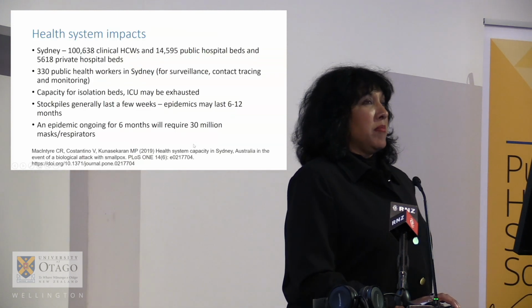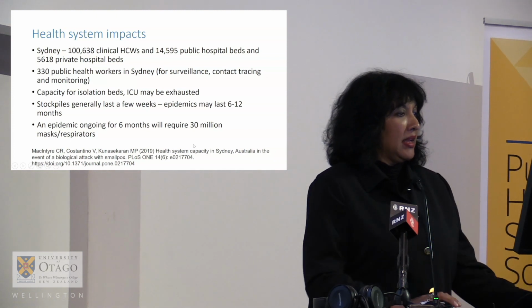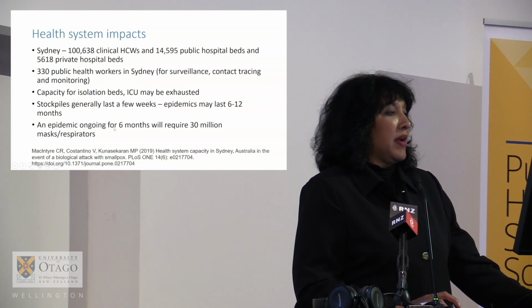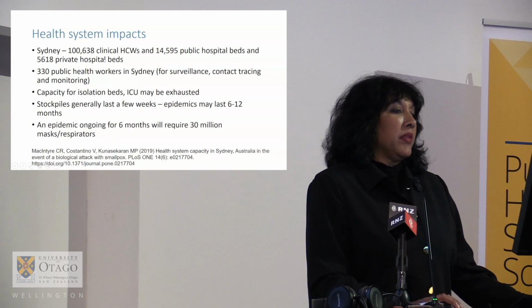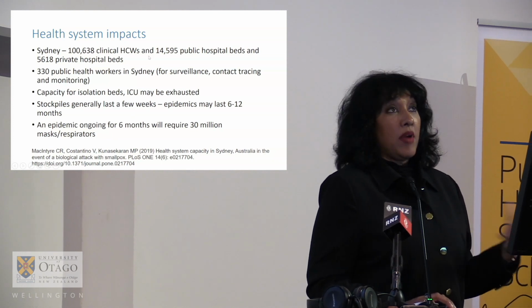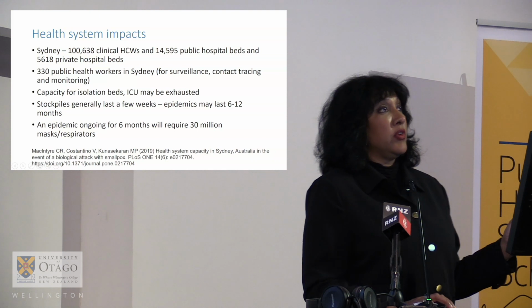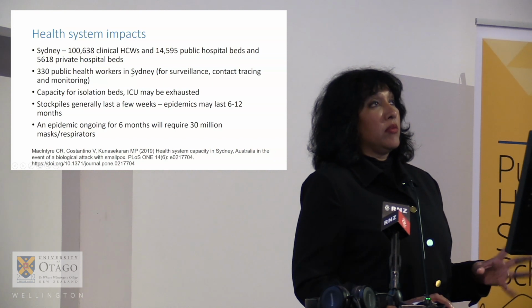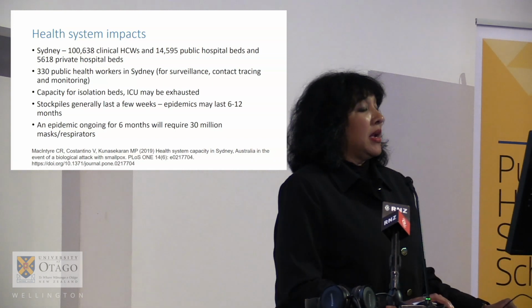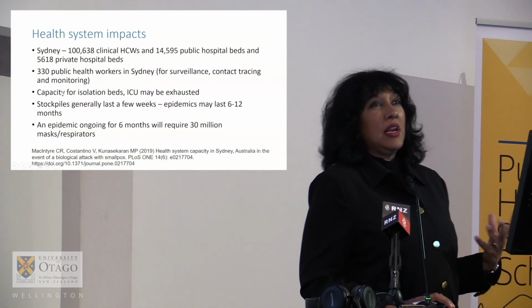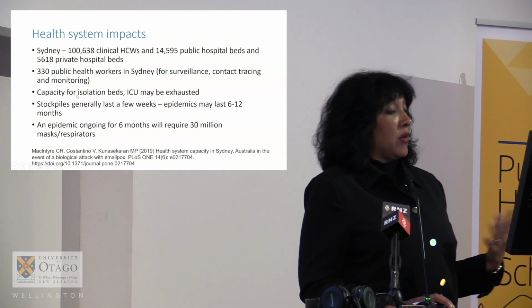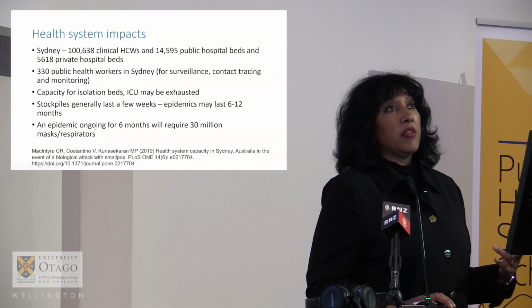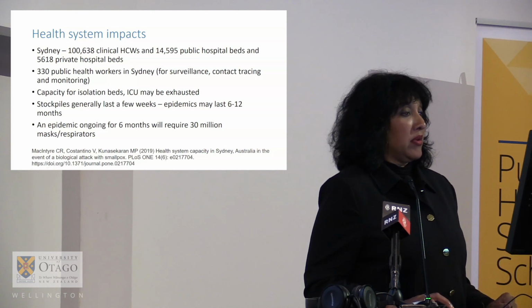In terms of health systems impact, I'll just try and wrap it up quickly, but I think it could have enormous health systems impact. We did some modelling around smallpox, and we estimated that you would rapidly run out of people to do contact tracing. You'd have to use community volunteers. The capacity for isolation beds and ICU beds would be exhausted very quickly, which you've seen with pandemic flu anyway. Stockpiles generally last a few weeks, but these kinds of epidemics may go on for 6 to 12 months. We estimated in that study that an epidemic going on for 6 months would require 30 million masks or respirators.